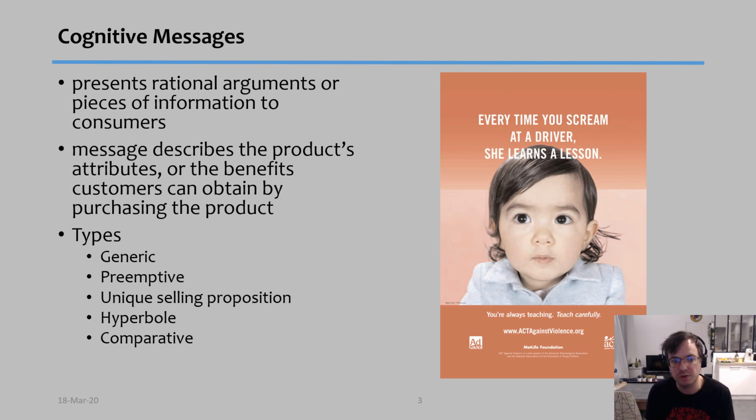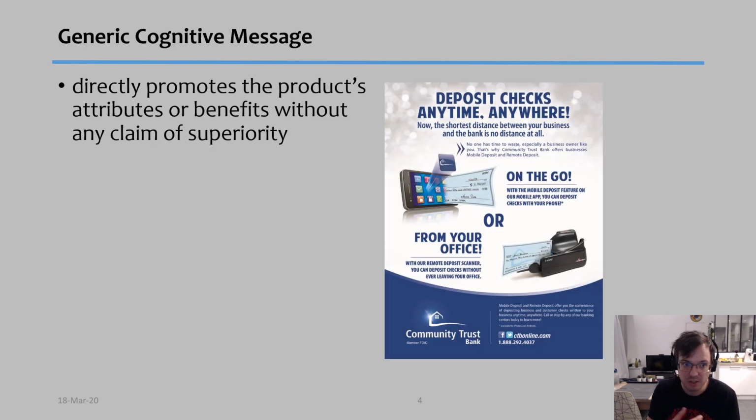So let's dig into the first, the generic cognitive message. Generic cognitive messages, basically they directly promote a product attribute or benefit without any claim of superiority. In other words, they don't say we are the best, rather they say that, okay, this is what we do, and this is why it's a good thing.